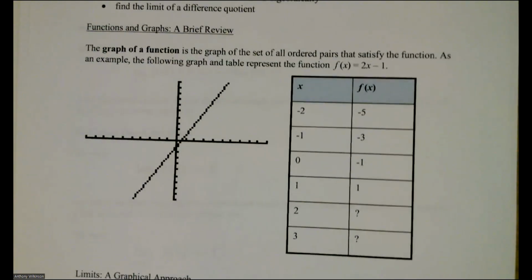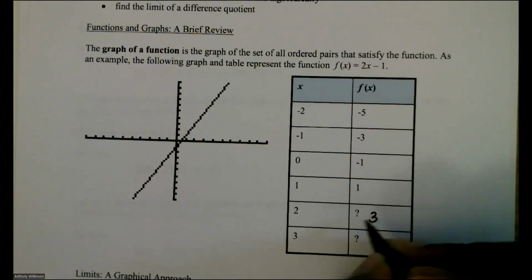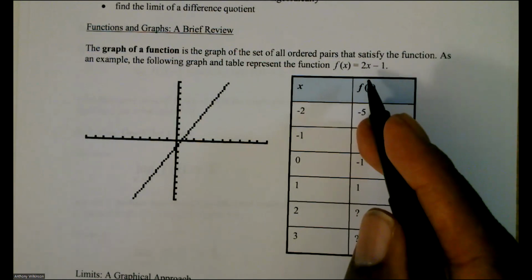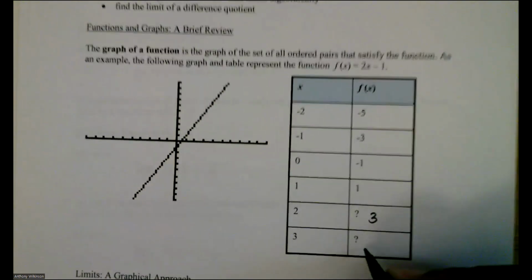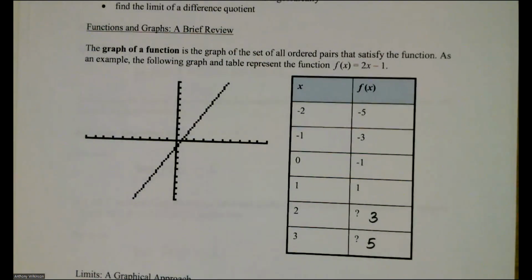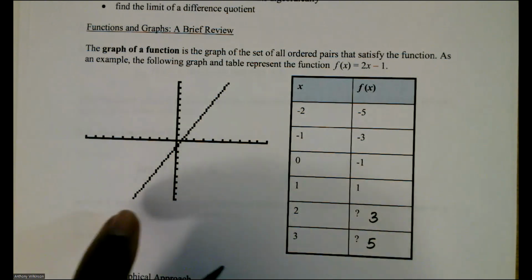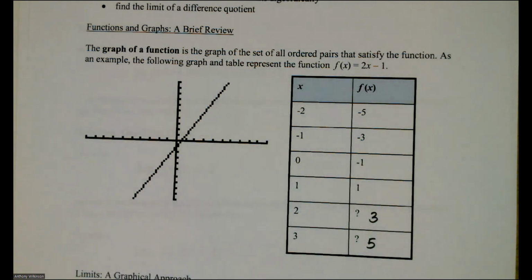Now for x equals 2, that's 2 times 2, which is 4, and 4 minus 1 is 3. Then for x equal 3, 2 times 3 is 6, and 6 minus 1 is 5. Then you take those ordered pairs, plot them on the coordinate plane, and you should get the graph of a straight line, as you can see here. I'm sure they used a graphing calculator to graph that linear equation, f of x or y equal 2x minus 1.